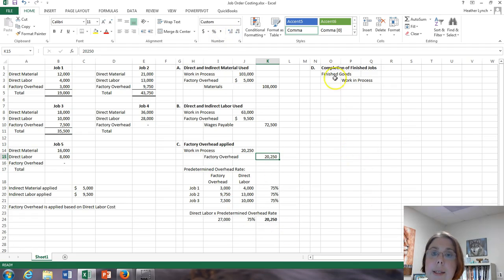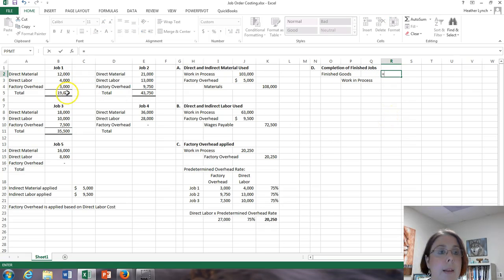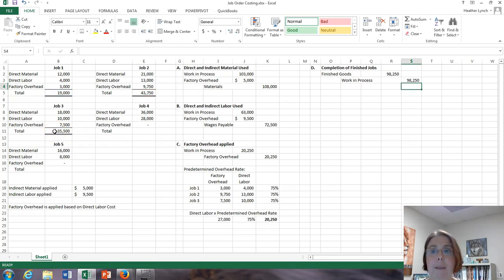The last step is any completed jobs. We need to take that out of work in process and move it to finished goods. So our debit will be the 19,000 plus the 43,750 plus the 35,500, and again we can add those three up. Then we have $98,250 in finished goods that we can now bill our customers.